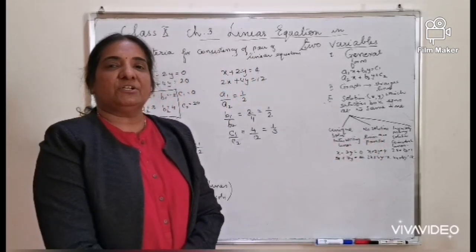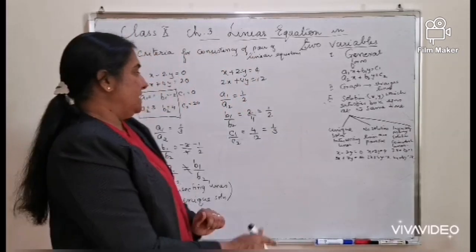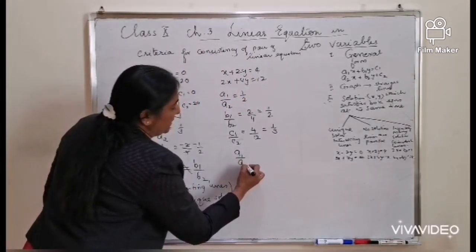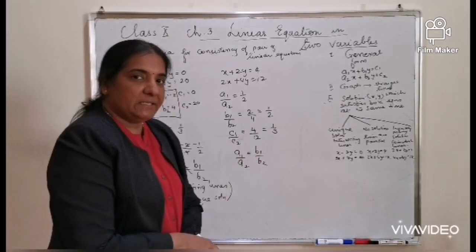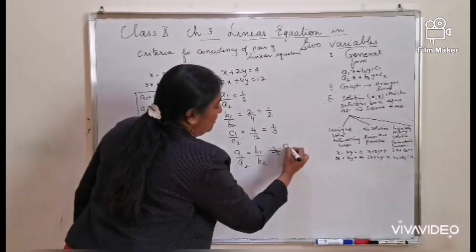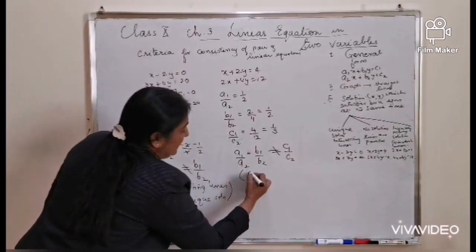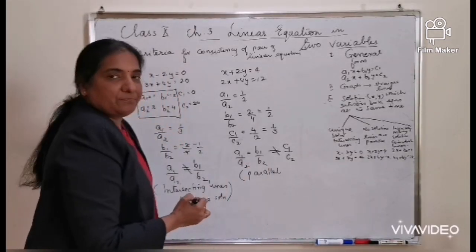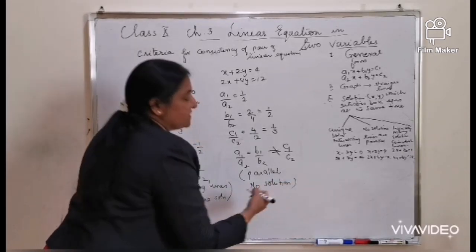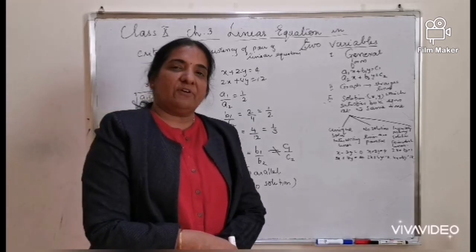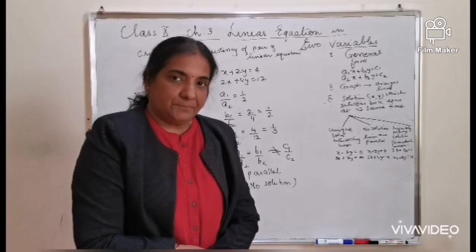So the condition for the lines to be parallel and for no solution is that the a1 by a2 and b1 by b2 ratios will be equal, but those two ratios will not be equal to c1 by c2. The lines will be parallel and there will not be a solution, which proves that there is no value of x and y possible satisfying both the equations at the same time.